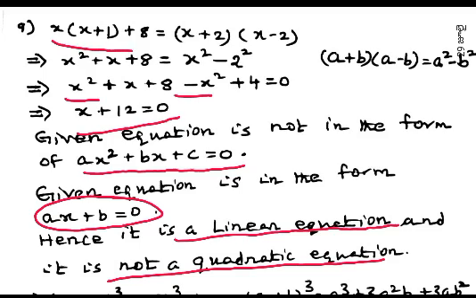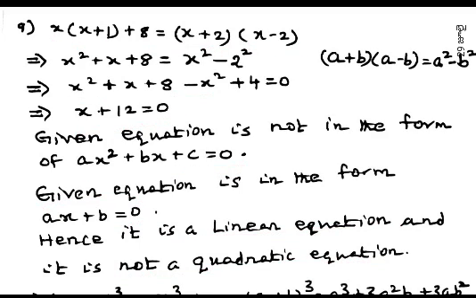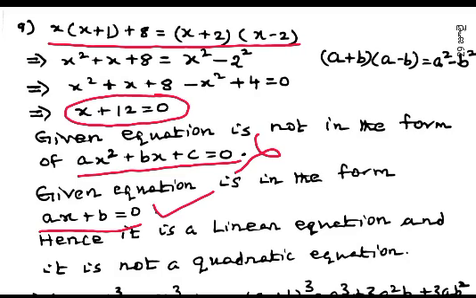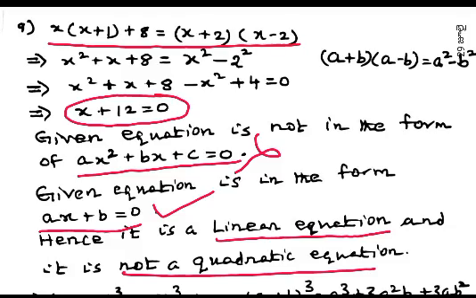The given equation is rewritten as this. It is simplified and written as x plus 12 equal to 0. It is not in the form of ax square plus bx plus c. It is in the form of ax plus b equal to 0. Therefore, it is not a quadratic equation and it is a linear equation.